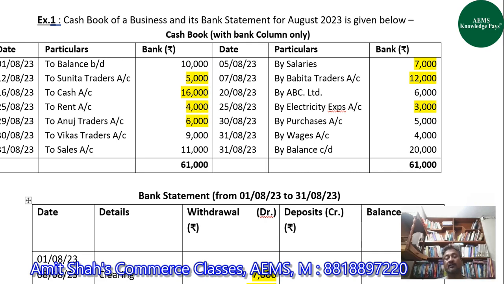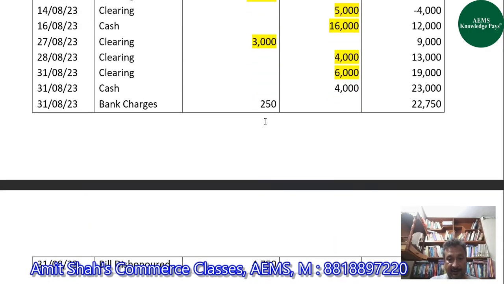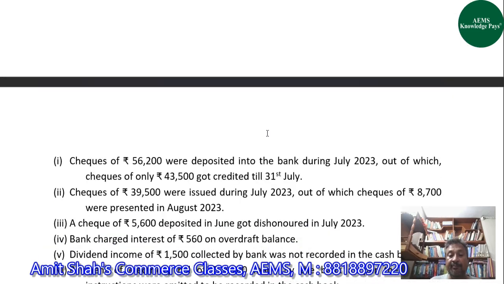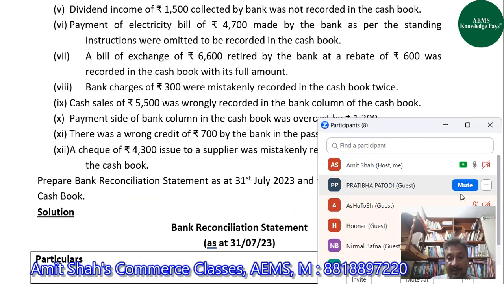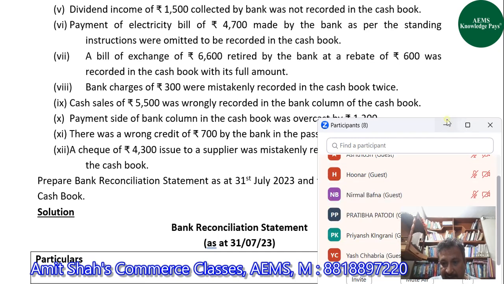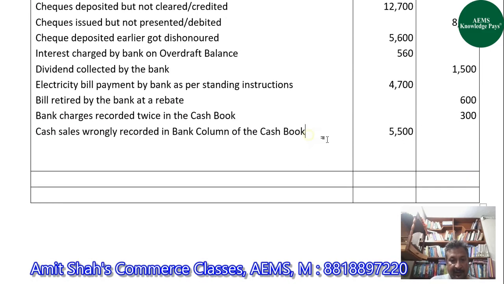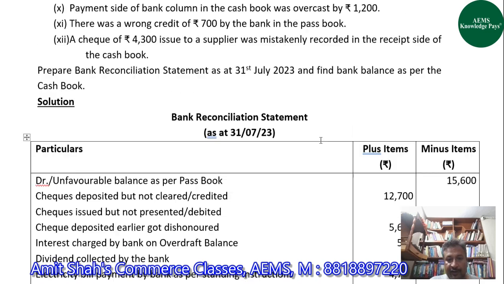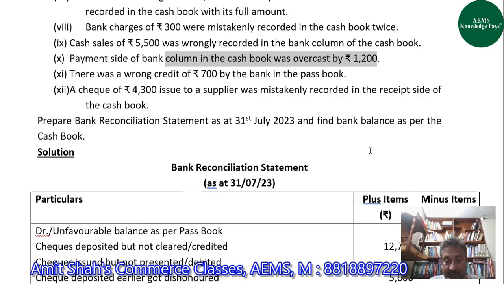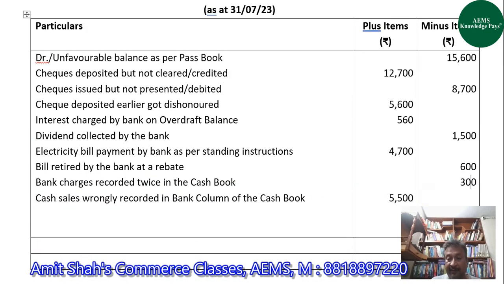Am I clear or not, guys? All now, Hunar, have you understood this? Yes. Everyone, right, guys? Aryan, Ashutosh, Priyansh, Yash, Shubhi. I hope you all have understood this, guys. Yes, sir. So the payment side of the cash book was overcast by rupees 1200, and because of that, the cash book balance of bank would have been 1200 lesser, and that is why this 1200 will come in the minus side.